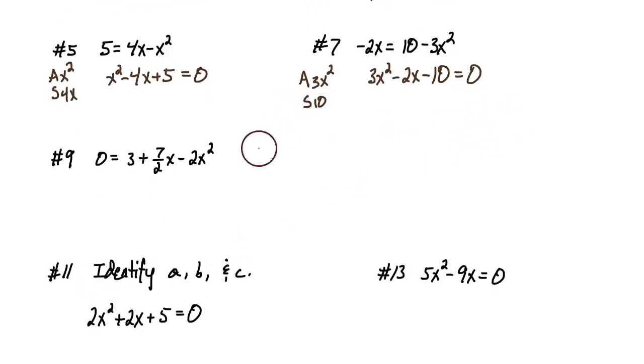Number 9, we don't have things on the correct side of the equals, although there already is a 0. So with the symmetric property, we can just exchange the sides. But another thing in standard form is we don't want to have fractions. So let's multiply everything by 2.